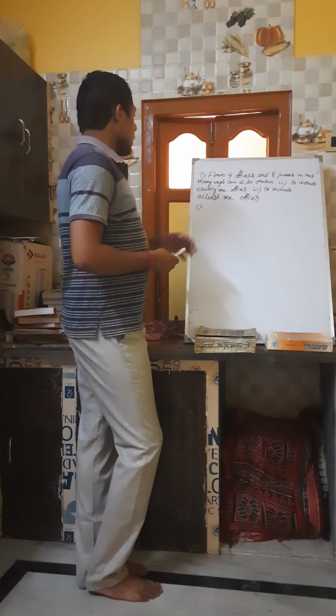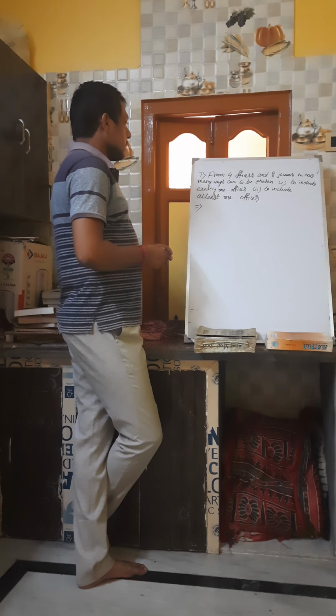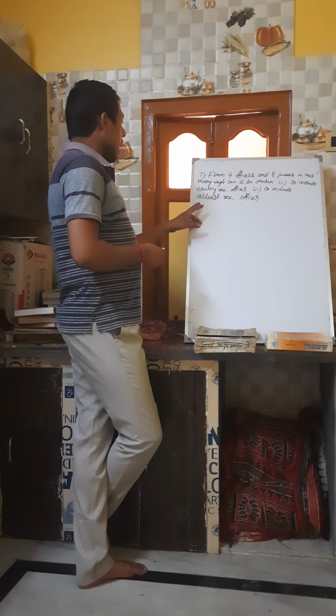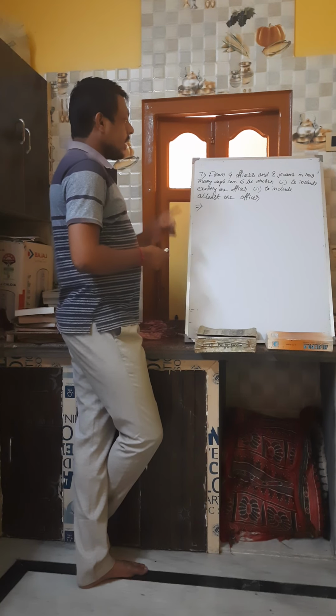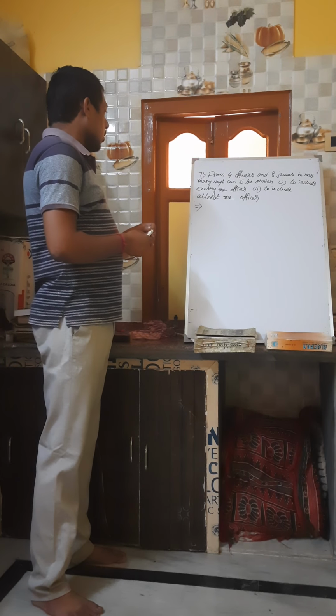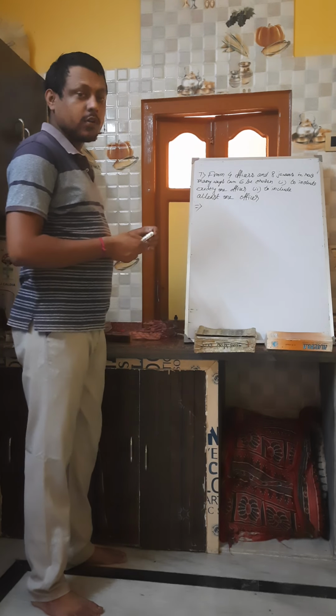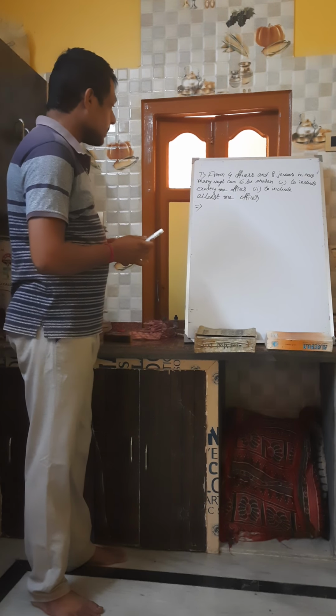Now move to the next problem. There are 4 officers and 8 jawans, and you have to find a group of 6 members. Here 2 conditions are given. First one, this committee includes exactly 1 officer, and the second one, to include at least 1 officer.